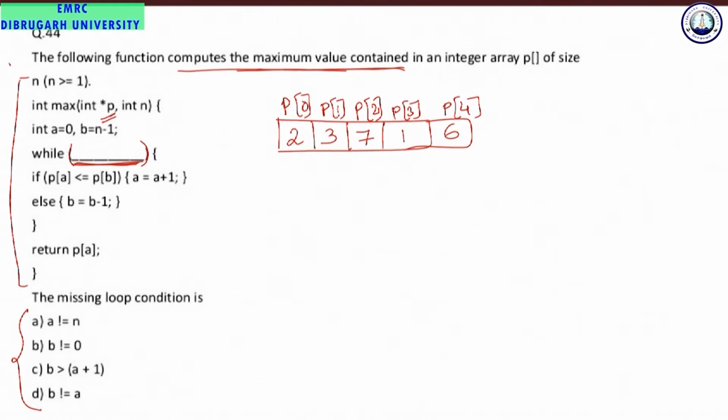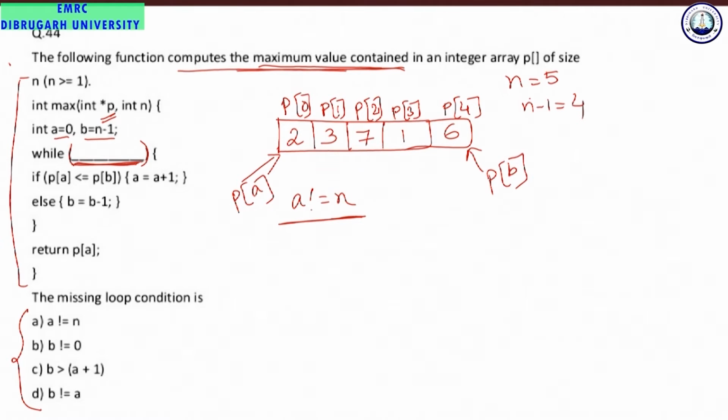Now, a not equal to n, this is the first condition, means the first answer given to us. We need to check whether this is applicable or not. Now as for the maximum value, just forget about the question and think that this is a pointer p of a, from here I had taken, and b is n minus 1. Your n is suppose 5 here, so your n minus 1 is 4. So p of b.